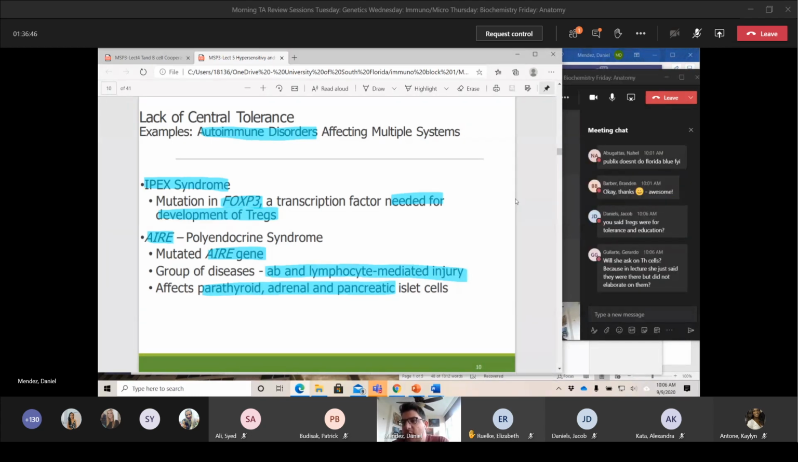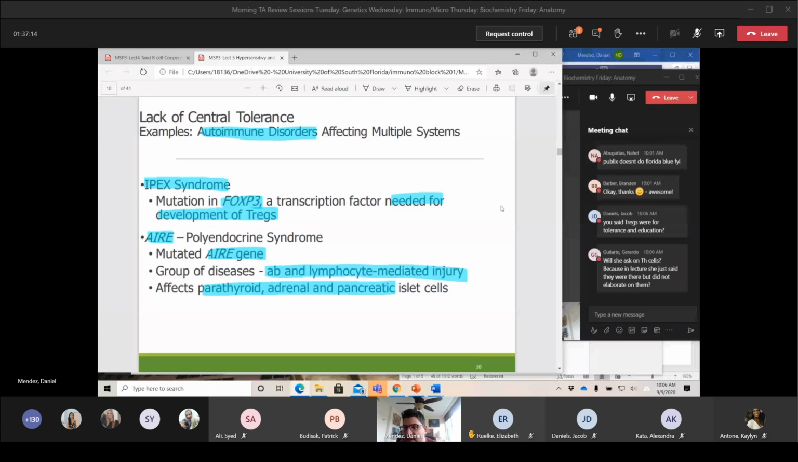Yeah, so Tregs are the major player in tolerance and education because Tregs are the regulatory ones. We've talked about it a lot. We've said there is a certain type of T cell within the thymus that presents that self-antigen to other T cells. That's the Treg. The Treg is also going to be the one that eliminates that cell that overreacts or eliminates that cell that doesn't react enough.